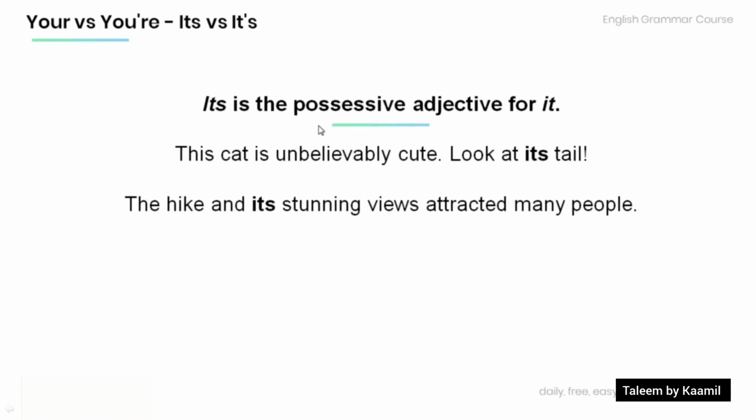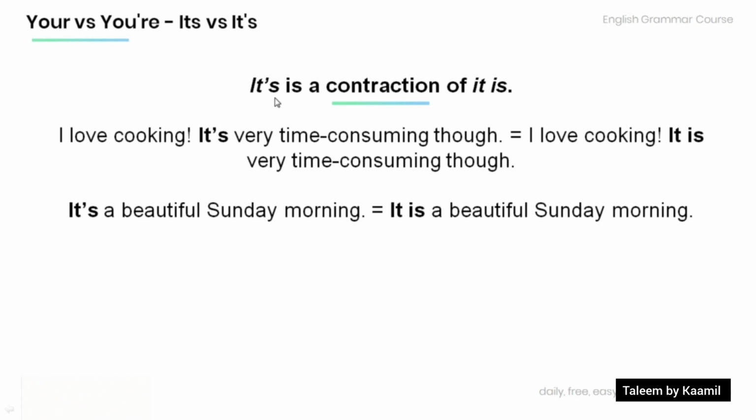Its is the possessive adjective for it. Have a look at the following examples. This cat is unbelievably cute. Look at its tail. Possession. The hike and its stunning view attracted many people. Possession.